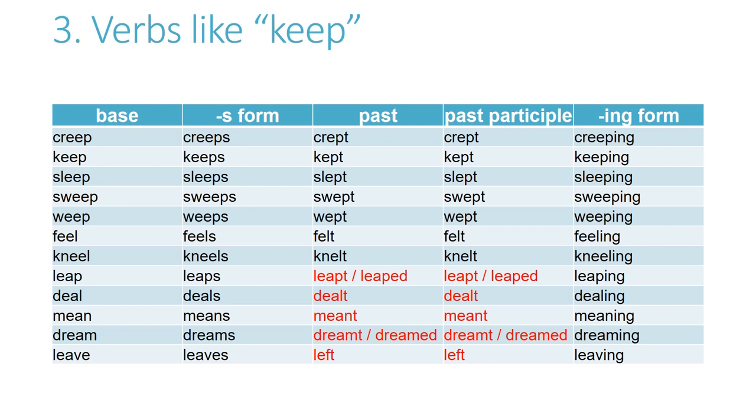Then the last one is leave. It follows the same pattern, leave, left, left, with the short e in the past and the past participle and a t ending. In this case, the ea is used in the base form, but only one e, left, is used in the past and the past participle.